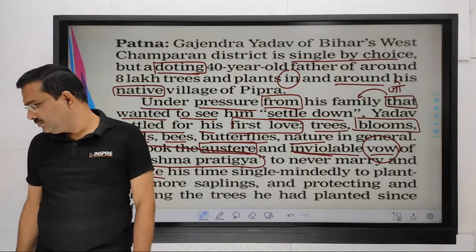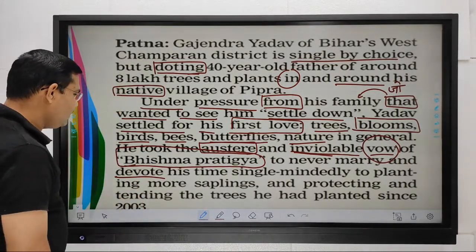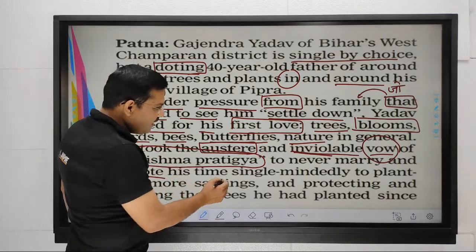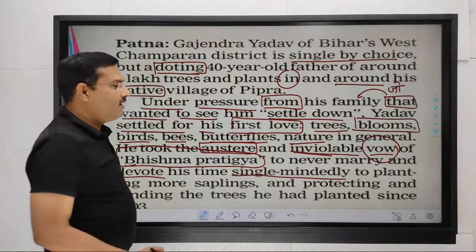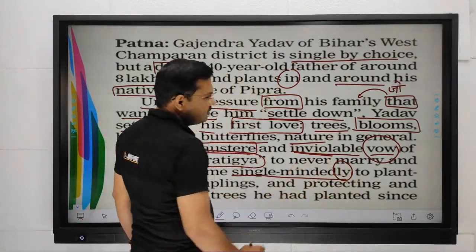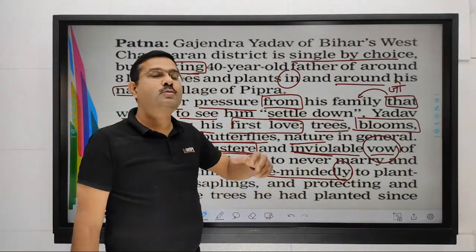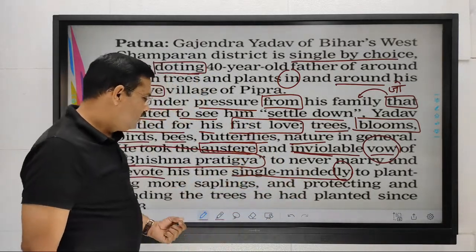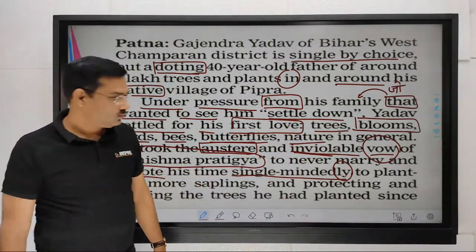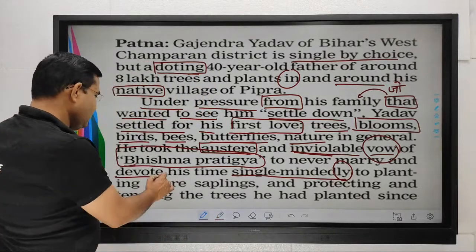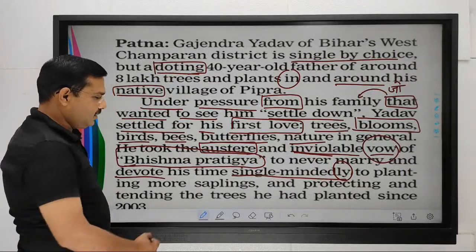What do you mean by devote? What do you mean by devote his time? Single-mindedly. Whenever there is ly, it means it is an adverb. So single-mindedly means in this particular manner, in this style. Which style? Single-minded style. So he devoted his time single-mindedly to planting more saplings.